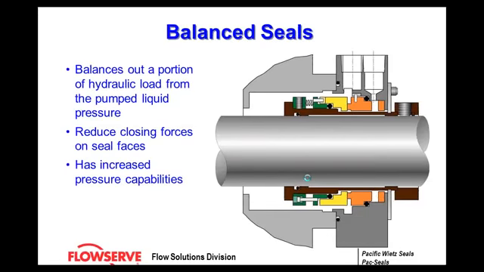A balanced seal balances out a portion of the hydraulic loads from the pumped liquid pressure. It reduces the closing forces on the seals and has increased pressure capabilities. Balanced seals allow you to engineer the leakage that's really desired. They can be applied to a wide range, and they're the most common in a lot of API applications and ANSI applications that are out there. More of your high-end pumps will all have balanced seals.